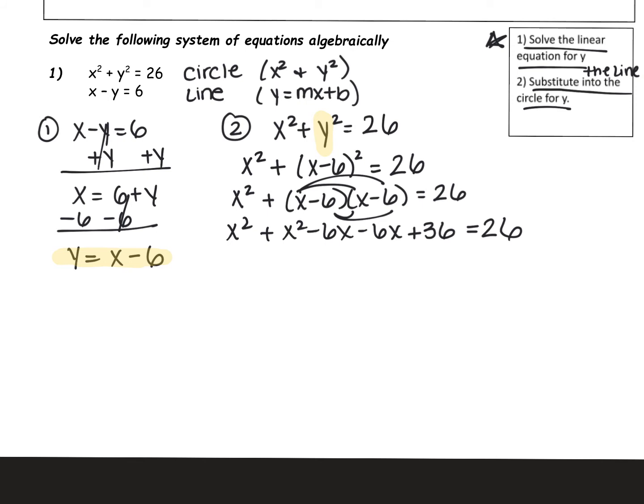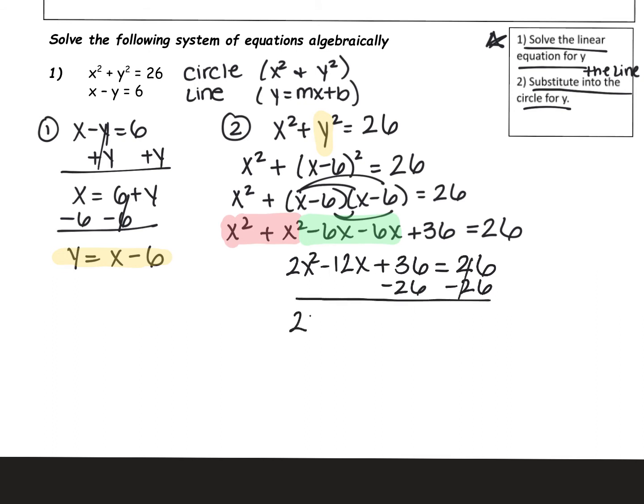I've got the x squared terms that I can add together. I've got the 6x terms that I can add together. So x squared plus x squared is 2x squared. 6x minus 6x is negative 12x. And then plus 36 equals 26. So the goal, set it equal to 0. So I can minus 26 on both sides. So 2x squared minus 12x, and 36 minus 26 is just 10.